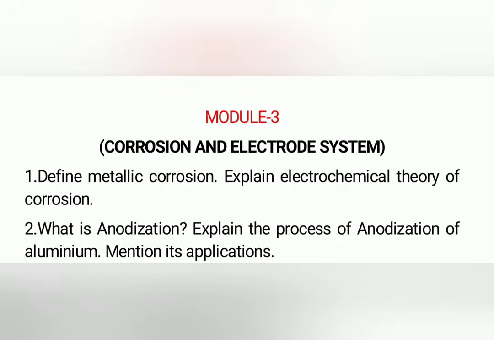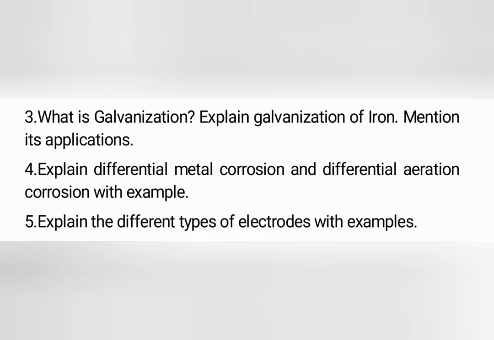In this the first question is define metallic corrosion and explain the electrochemical theory of corrosion. The second question is what is anodization and explain the process of anodization of aluminium and also mention its applications. The third question is what is galvanization and explain galvanization of iron and also mention its applications.